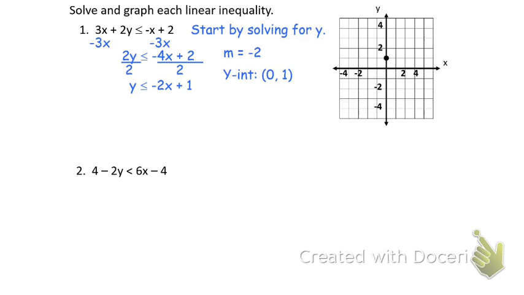Starting at 0, 1, going down 2 and 1 to the right, down 2 and 1 to the right again, and then we're going to draw the dividing line, which in this case is solid because it's less than or equal to. The new problem is less than or equal to still, so we'll shade below.